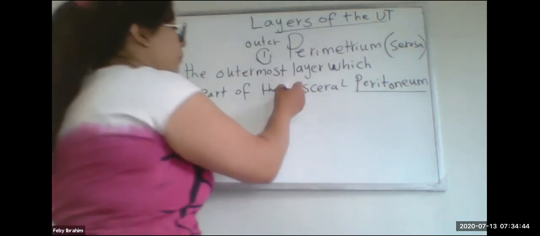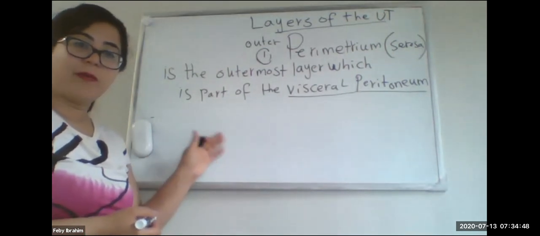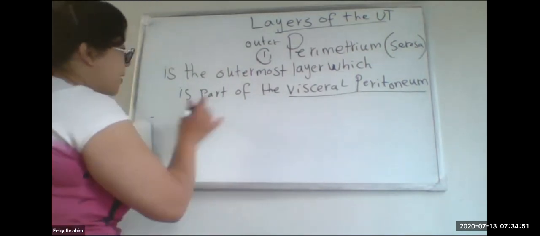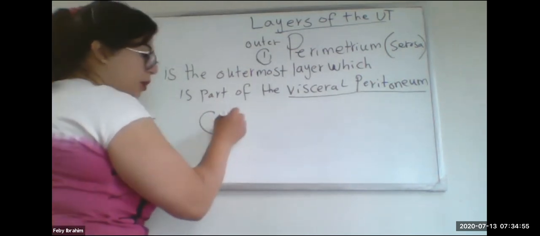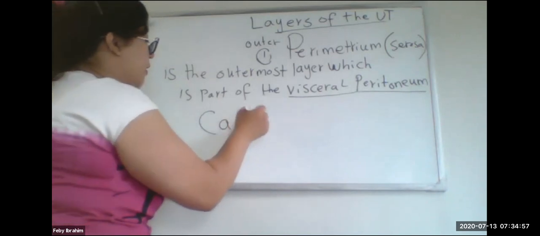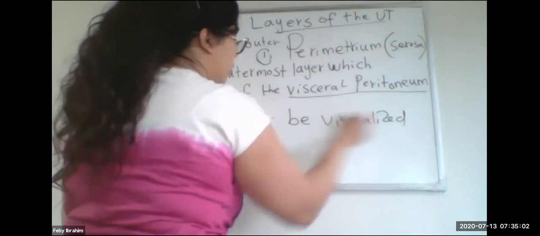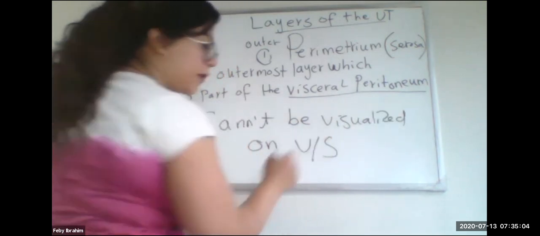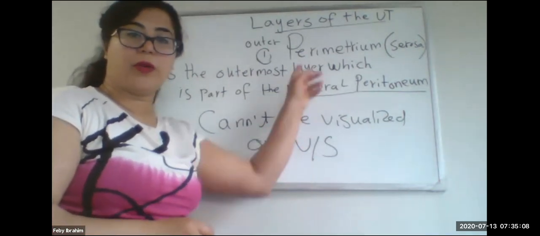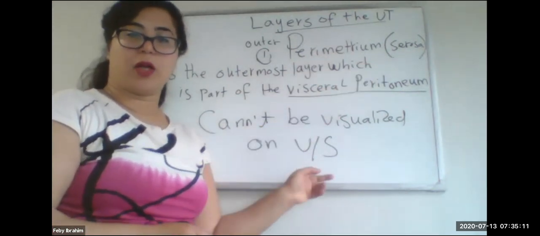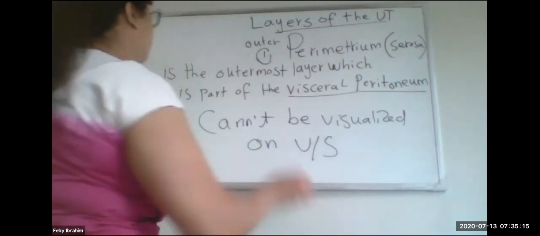Okay. What about the ultrasound appearance of the perimetrium? This layer cannot be visualized on ultrasound. We will not be able to see this layer on ultrasound. What about the middle layer, myometrium?